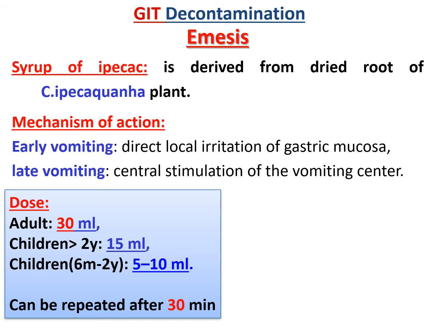I'll give the initial dose according to the age, and I'll wait for 30 minutes. If the patient doesn't vomit, I repeat the same dose once, only one time. The adult dose will be about 30 milliliters, the children more than 2 years will take about 15 milliliters, and the children from 6 months to 2 years will take about 5 to 10 milliliters.